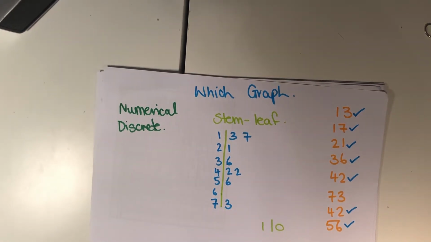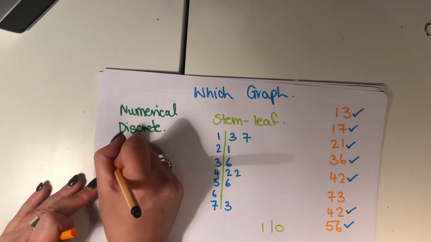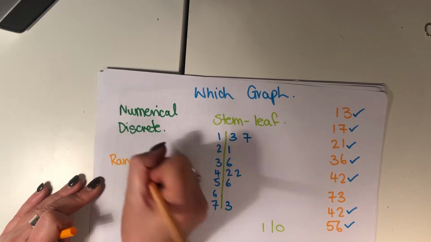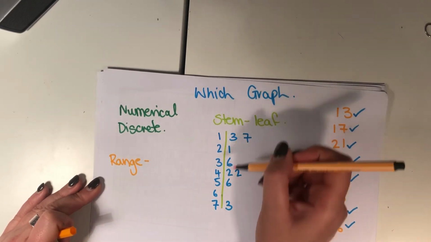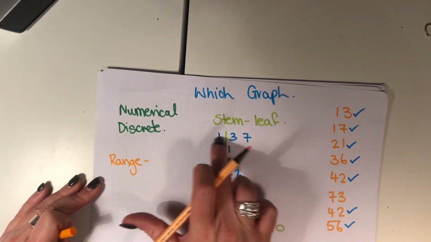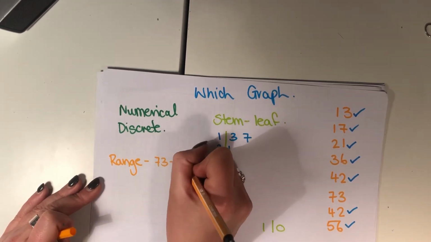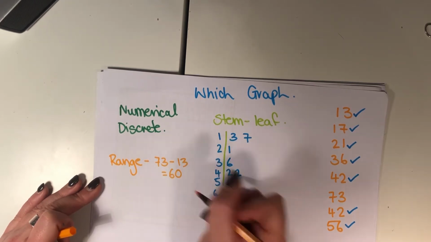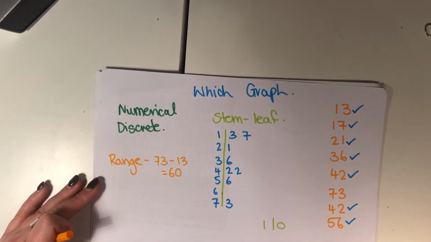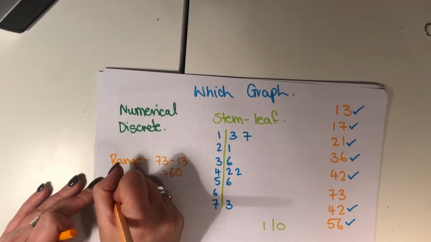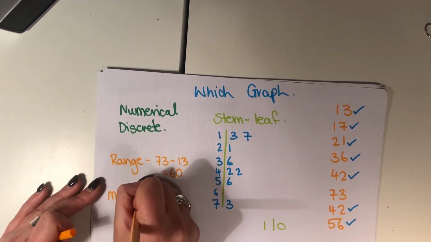Now, from here, the questions I could ask you is if you were to analyze this stem and leaf, the thing you could tell me from here, you could tell me my range. And my range is from 13 to 73, because 13 is my smallest, 73 is my largest, gives me a range of 60. The next thing I could ask for you is to give me the median.